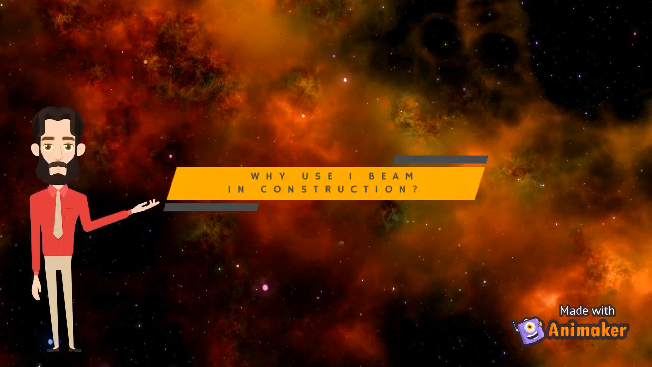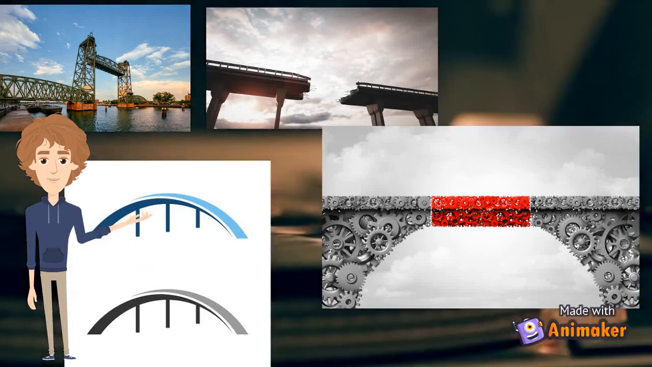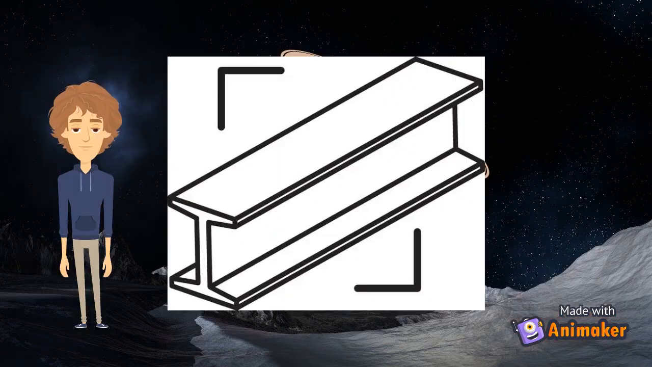Why use I-beam in construction? What is the most common shape of beams that you see in all these structures? It's the famous I-beam. As you can see over here, it's called the I-beam because its cross-section spells out the capital letter I. But why do engineers prefer this particular shape? Why not any other alphabet?